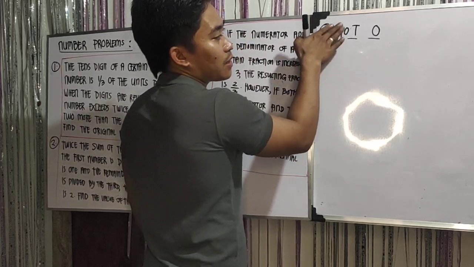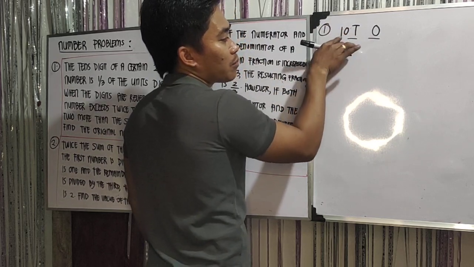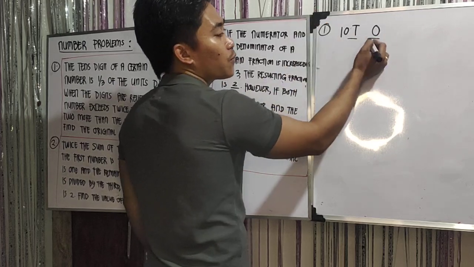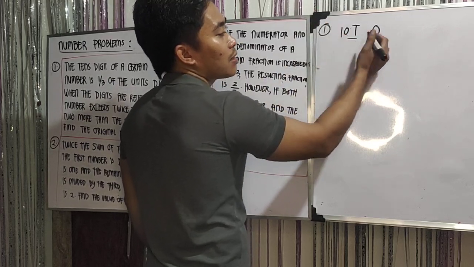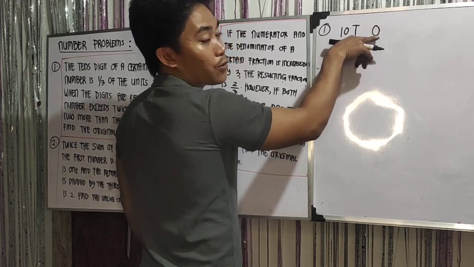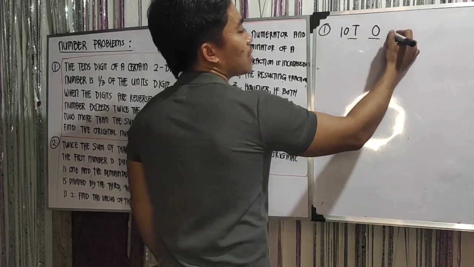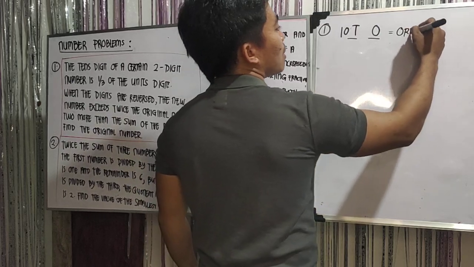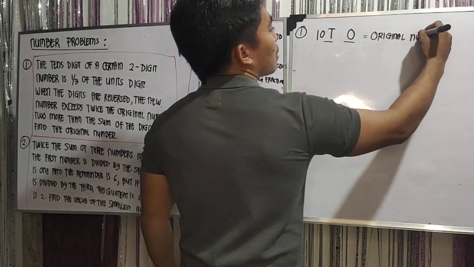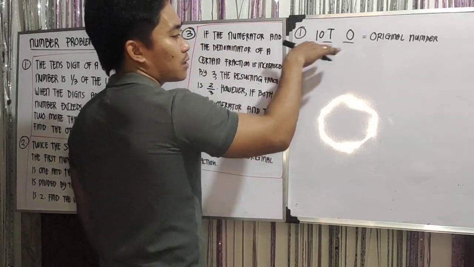Why do you need to multiply it by 10? Because that T is just a number. So for you to know the real number, you need to multiply it by 10, because it occupies the tens place. For ones, that is just a number, and its value is simply multiplied by 1. So simply O. That stands for ones. Now, this is the original 2-digit number.